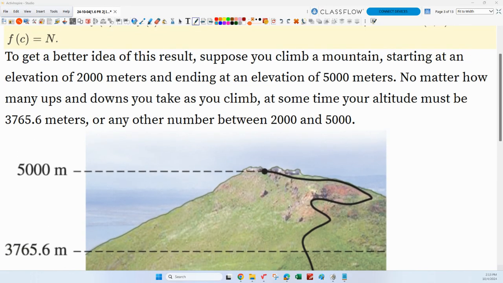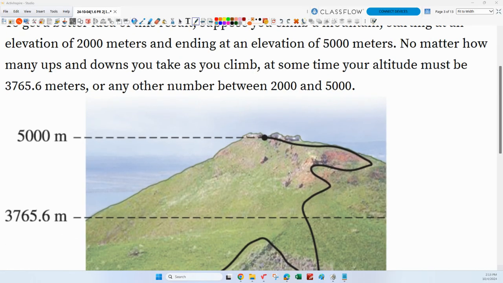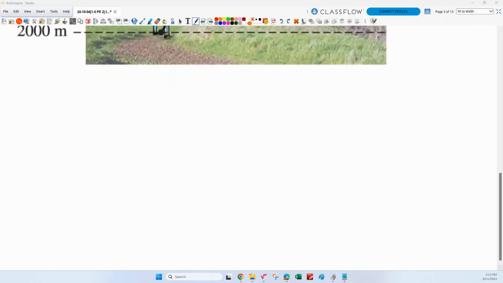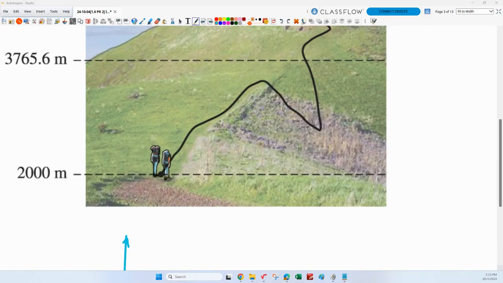You're climbing some mountain starting at an elevation of 2,000 meters and ending at an elevation of 5,000 meters. So we need to be able to translate this into some graph, right? I need to know what goes on the x-axis and what goes on the y-axis. There's a couple different ways you probably could do this. But what do you think?